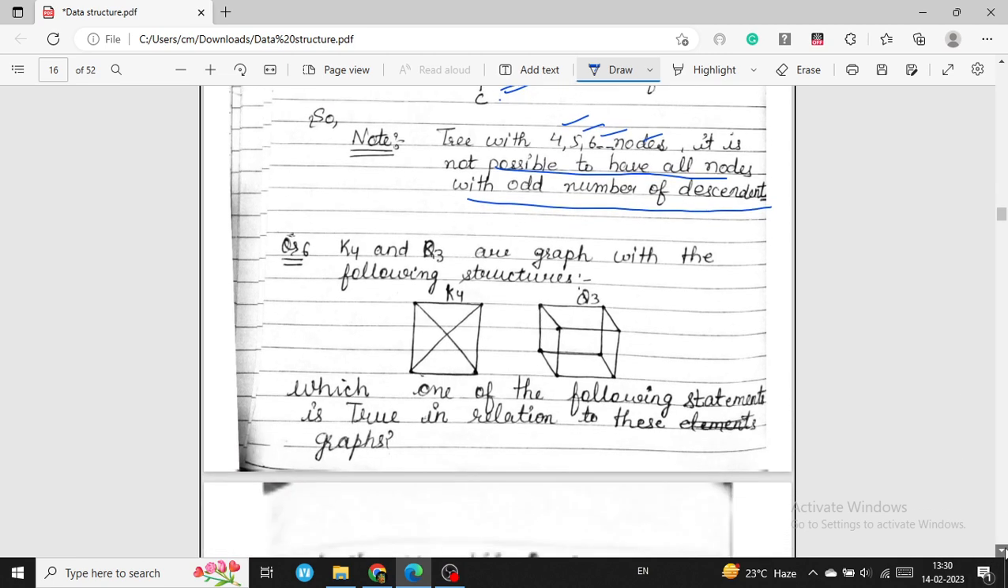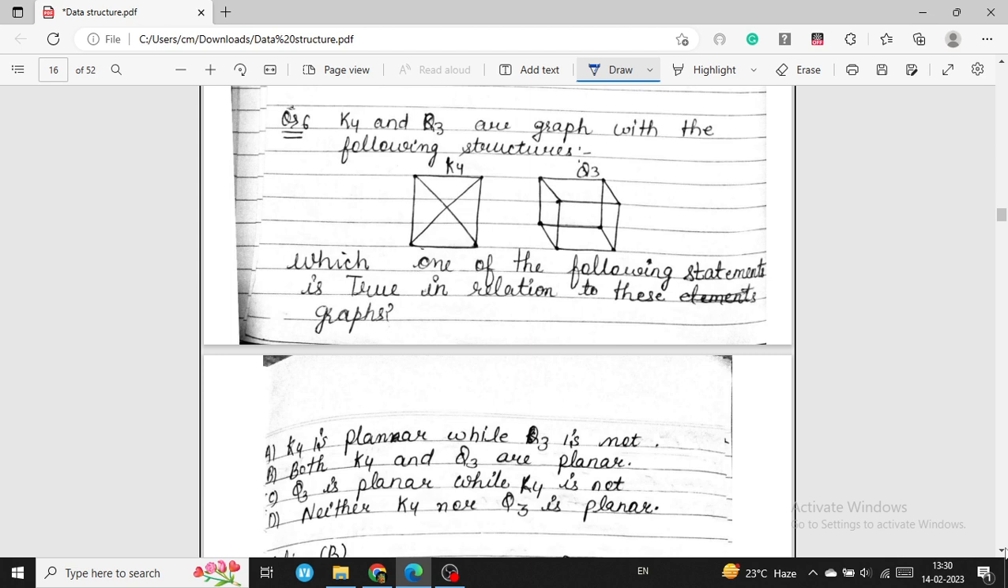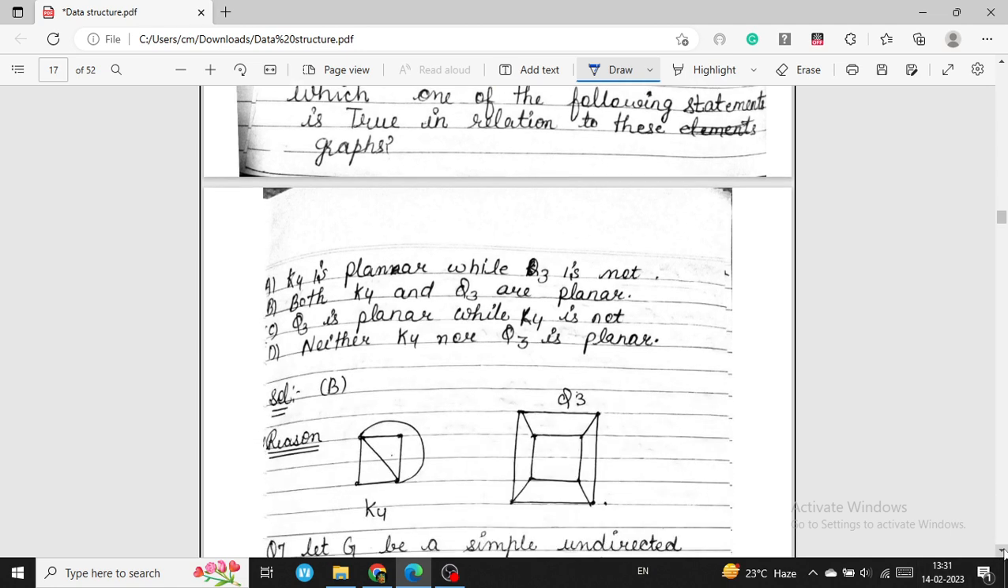Now the next question. K4 and Q3 are graphs with the following structure. We are given 2 graphs, K4 and Q3. Which one of the following statements is true in relation to these graphs? The options: K4 is planar while Q3 is not; both K4 and Q3 are planar; Q3 is planar while K4 is not; neither K4 nor Q3 is planar. The answer is both are planar. How? You can redraw the graph for both without crossings, so that's why they are planar graphs.